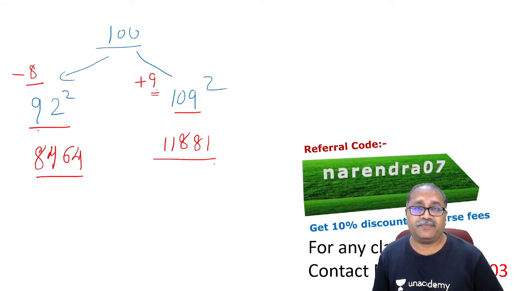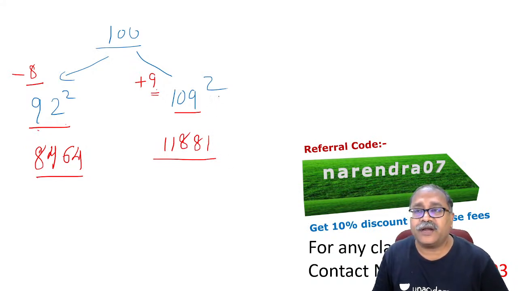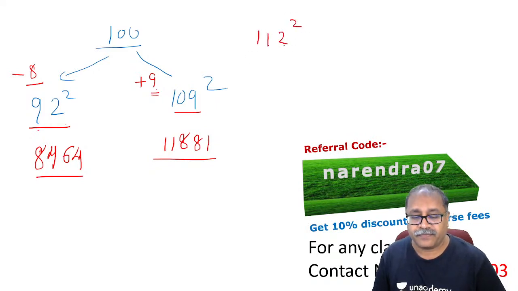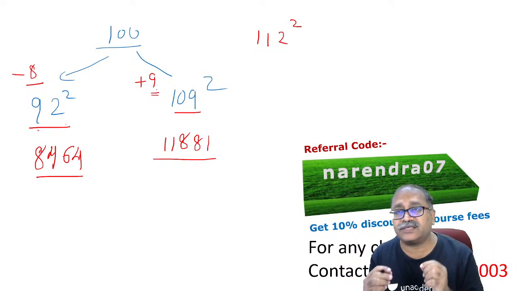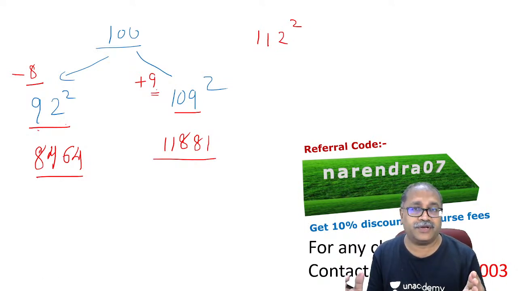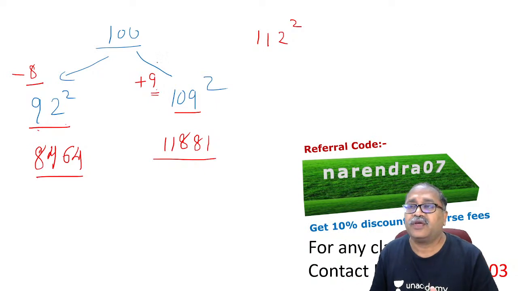Beautifully responded. So like that, to what extent can I go? Can I find out 112 square? Now the question is, can I find out 112 square with the same method? Yes, we can do it. How do we do it?